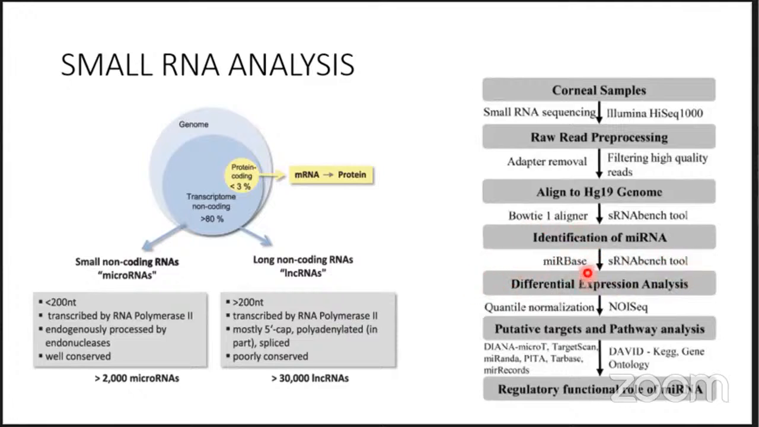So once we identify the microRNAs and their respective genes, we do the differential expression analysis like DESeq, edgeR, the tools remain the same, and then their putative targets and the pathway analysis using DAVID or the DIANA-microT, or there are many databases. miRDB is there. So there are so many databases we can use for the target identification and pathway analysis, and then their regulatory function of the RNA.